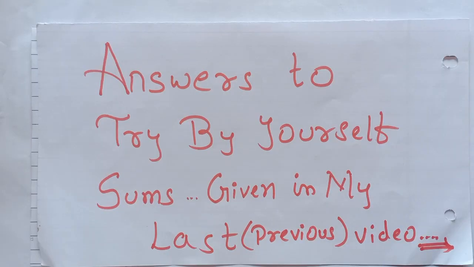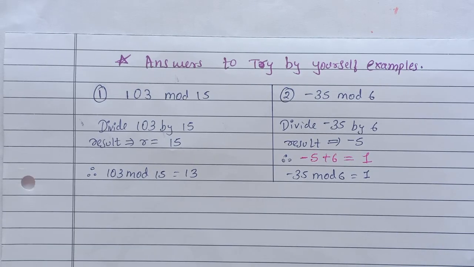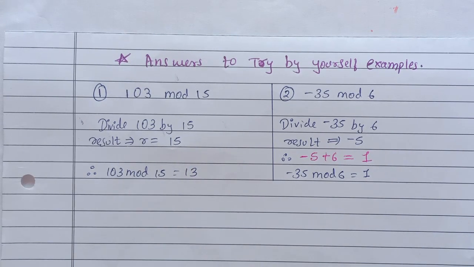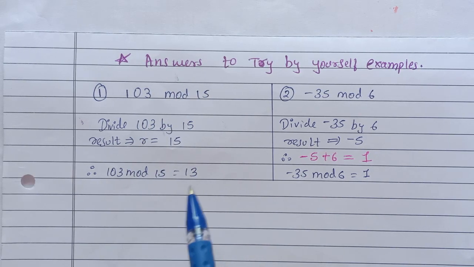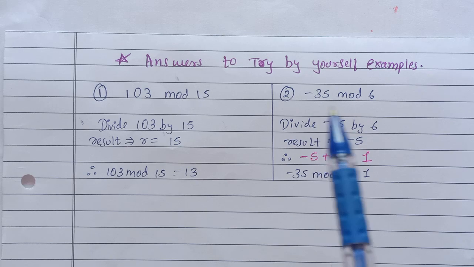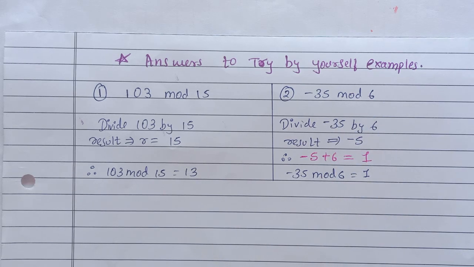So now let's start with seeing the answers to the sums that I gave in my last video. I gave two sums and here are the answers. 103 mod 15, the answer is 13, and minus 35 mod 6, the answer is 1.